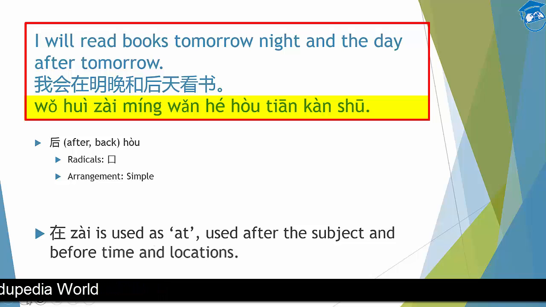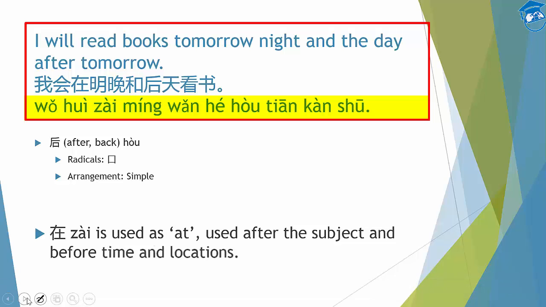But we have something in between, which is 在. I know previously you have learned 在 as a word that denotes the action is continuing. But in this context, 在 is used as at, and this at can be used on time and also location. It is used after the subject and before the time or location. So this is how we report time.